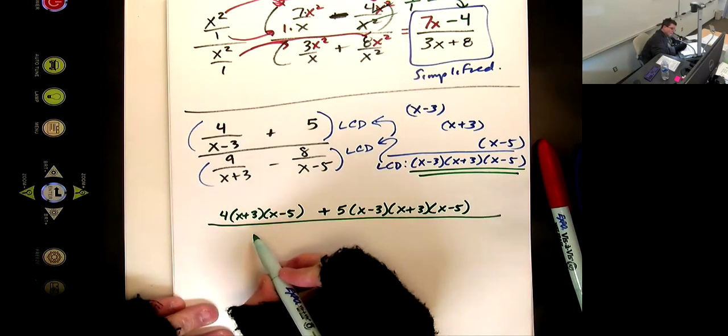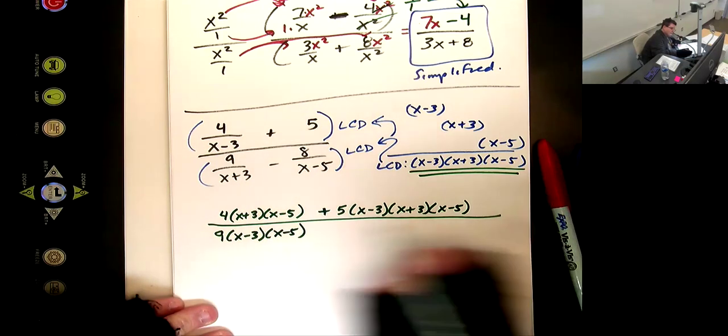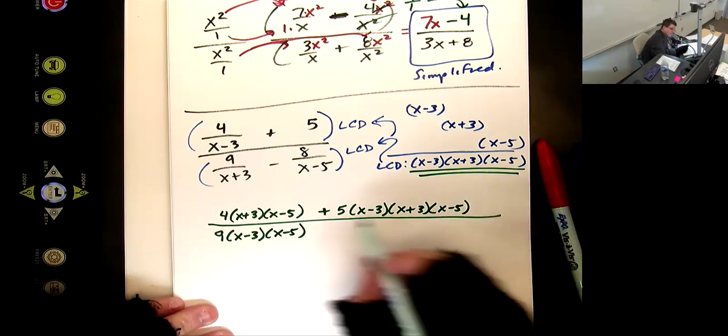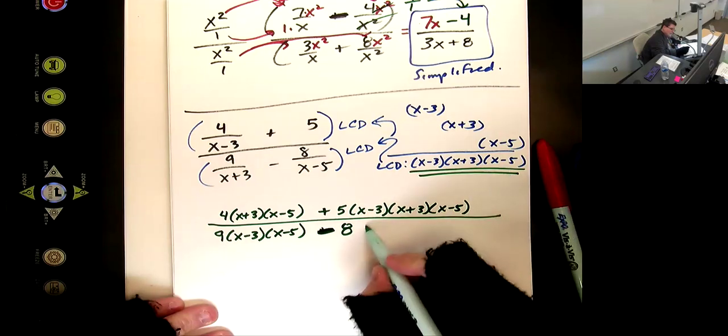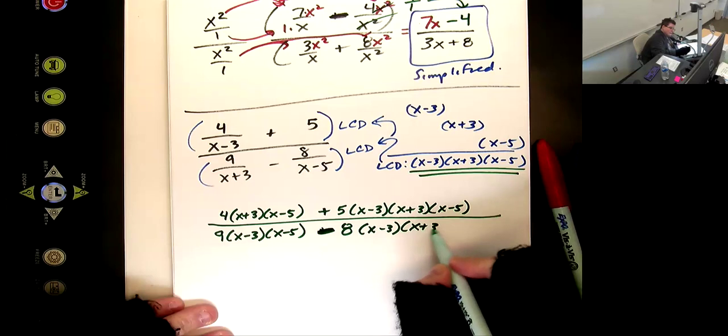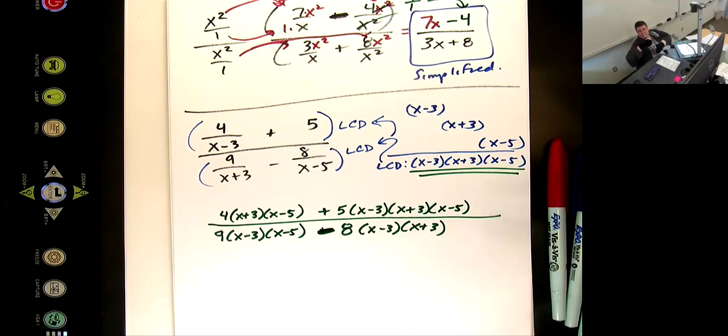The bottom, x plus 3 cancels, and I'm left with x minus 3 and x minus 5. And here, that's a minus sign, minus 8, the x minus 5 cancels, and I'm left with x minus 3 times x plus 3. Wouldn't it be nice if we were done? We're not. We have to clean it up because it may simplify.